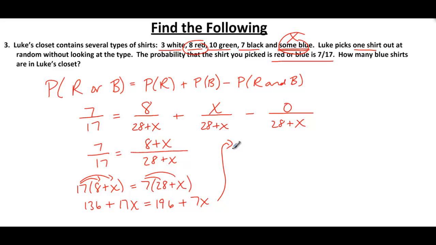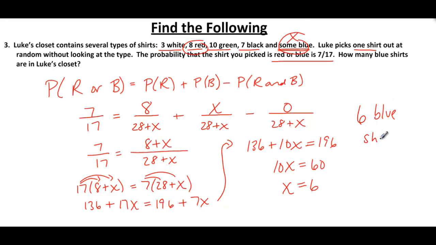Let's continue my work up here. I'm going to try to get the x's on one side, the numbers on the other. So what I'm going to end up getting is, if I subtract 7x, I'm going to get 136 plus 10x equals 196. Subtract 136, I'm going to get 60. Divide by 10, I'm going to get 6. And since x represented a number of shirts, there are 6 blue shirts in Luke's closet.